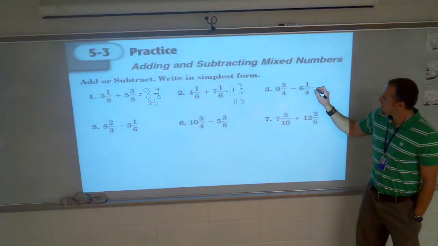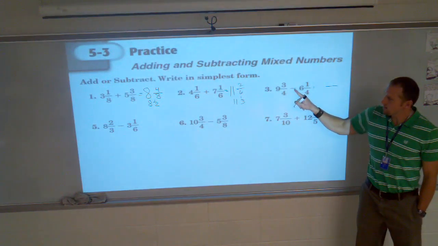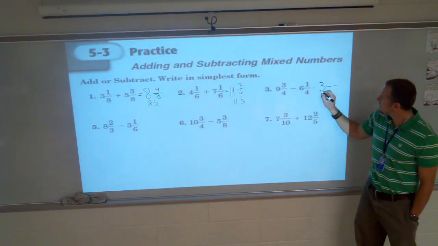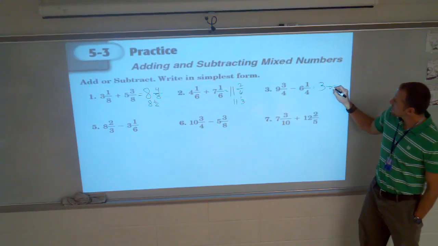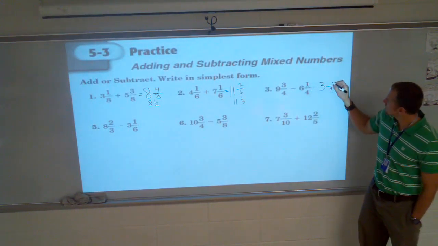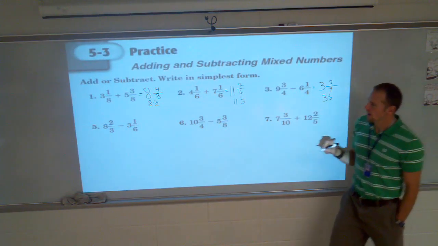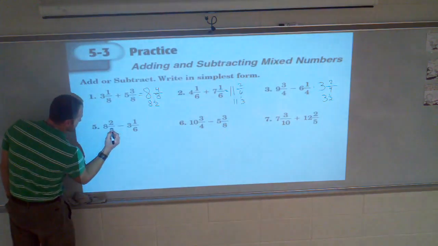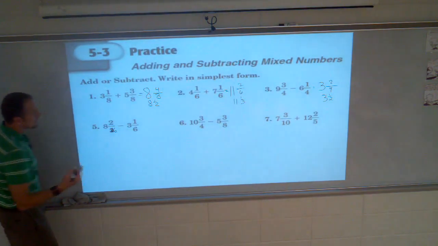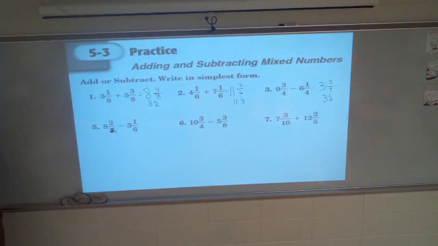Jonathan, over here, subtract this. 9 minus 6, 3. Bottom the same. Just do the top, 2. And this will reduce to 1/2. 3 and 1/2. I would like everybody to do number 5 the way it's written. 8 and 2/6 minus 3 and 1/6. You don't need to show me any work if you don't need to.